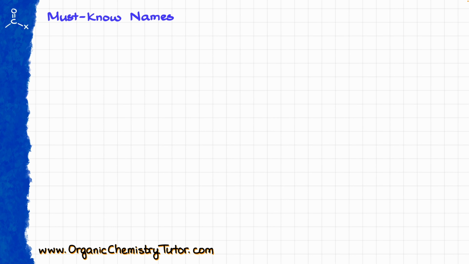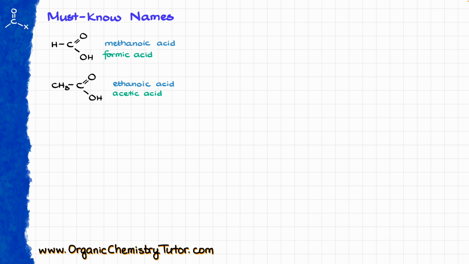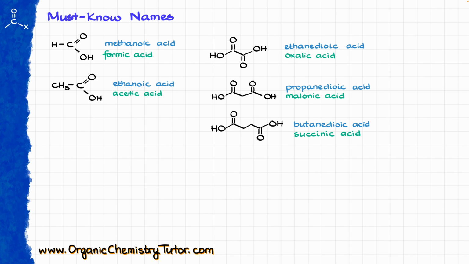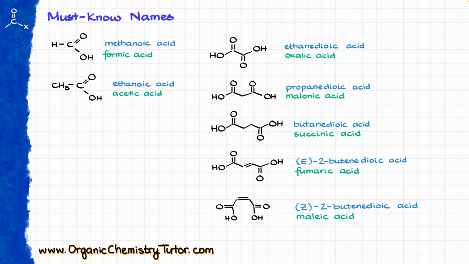And finally, you are going to see a few common names that are absolutely must-knows. You have already seen methanoic, aka formic, and ethanoic, aka acetic acid, that I have already introduced in this video, but on top of that, you also want to know oxalic acid, malonic acid, and succinic acid when it comes to simple dioic acids. We also have a couple of molecules with double bonds, one being fumaric acid, which you are going to see in biochemistry, like in the Krebs cycle, for instance. And we're also going to have maleic acid, which is a common starting material for some organic chemistry synthesis.